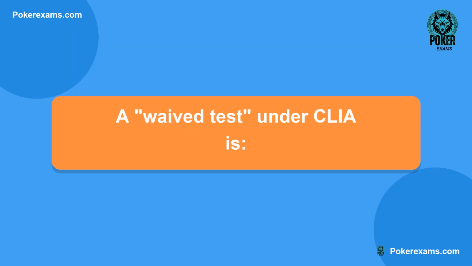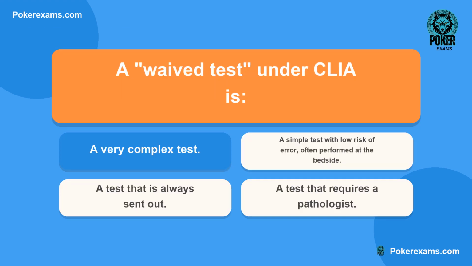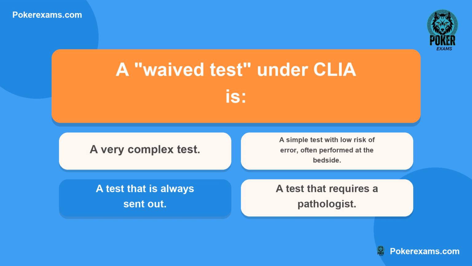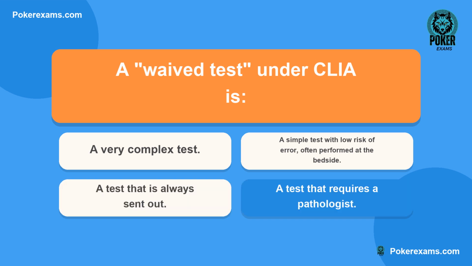Next question. A waived test under CLIA is. Is it A, a very complex test? Or B, a simple test with low risk of error, often performed at the bedside? Could it be C, a test that is always sent out? Or lastly D, a test that requires a pathologist?